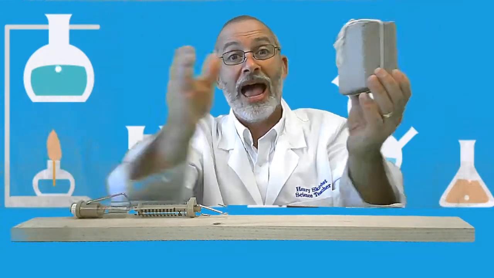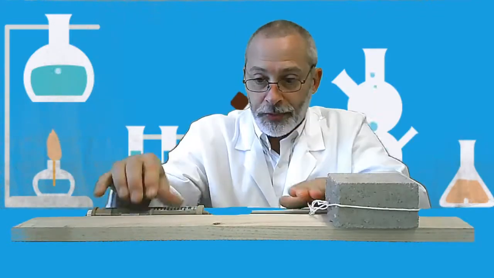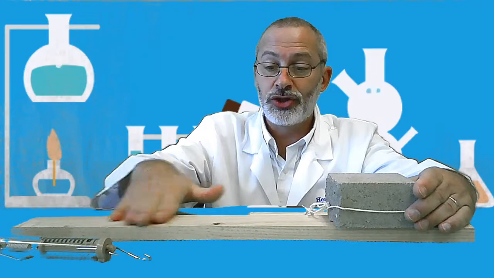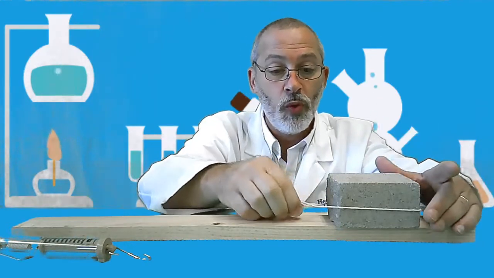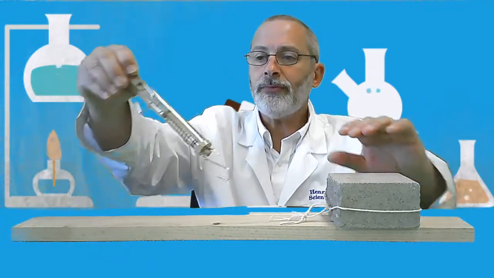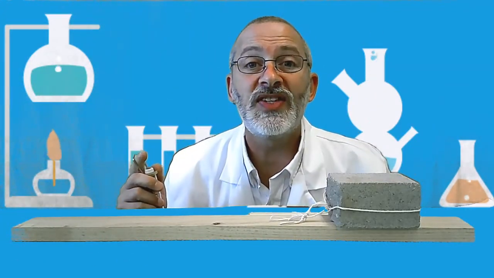So here we have a brick. And it's actually half of a brick because bricks are heavy. So I've got a brick and I've placed it onto a flat piece of wood. Now I have another device here. This is actually called a spring scale.